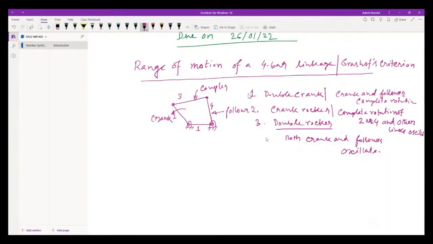Now, how can you say that? Is there any relation between this motion and the dimensions of these links? Yes, sir. What is that? The length of S plus L is less than or equal to P plus Q. S plus L is less than or equal to P plus Q.